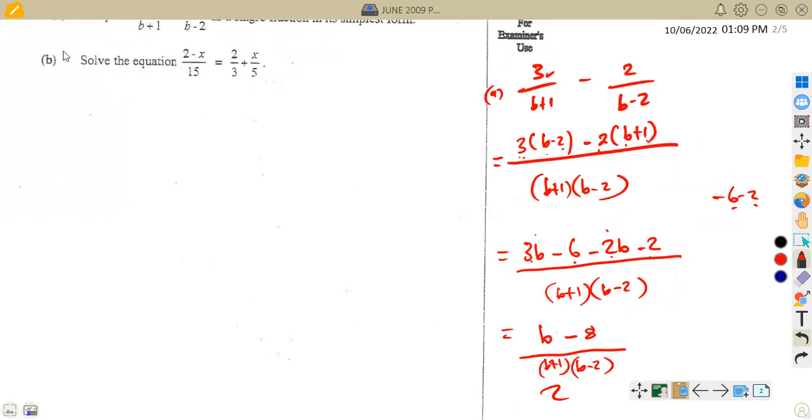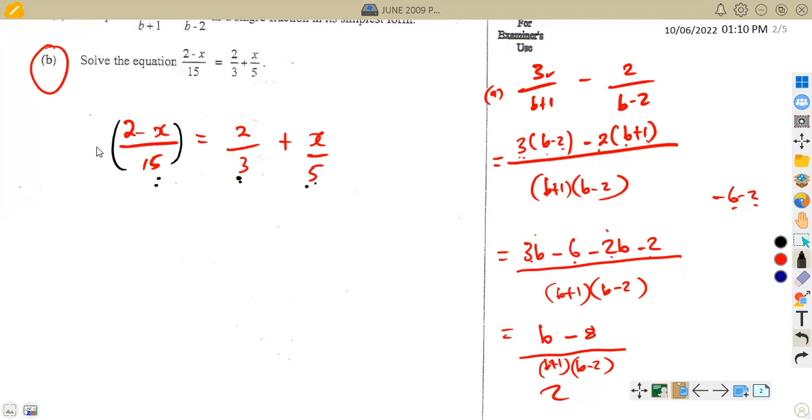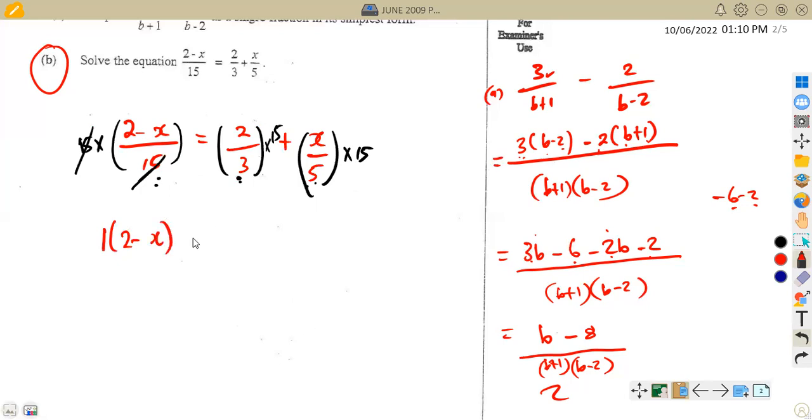All right. The b part of the equation is 2 minus x over 15, which is equal to 2 over 3 plus x over 5. So you've got many ways, either to clear fractions by multiplying each and every term by the LCM, of 15, 3, and 5. The LCM is 15. So you multiply this one by 15. You multiply this term also by 15. You multiply this term also by 15. So 15 and 15 cancel. You remain with 1. So it's 1 times 2 minus x. So take note, we are supposed to multiply by 1.